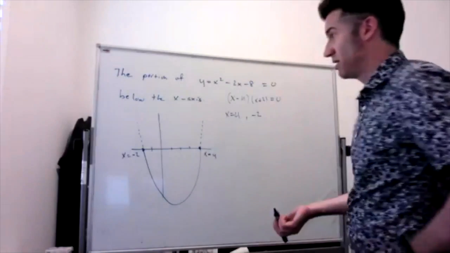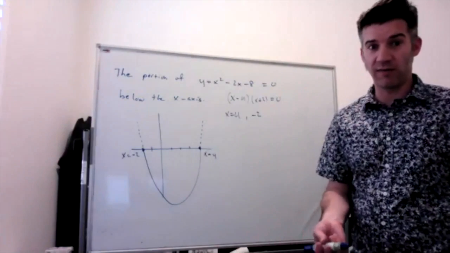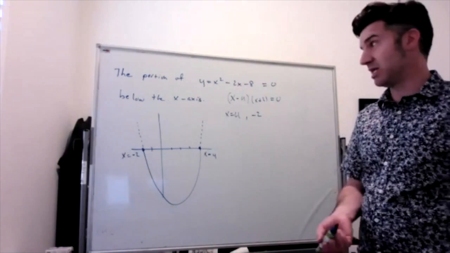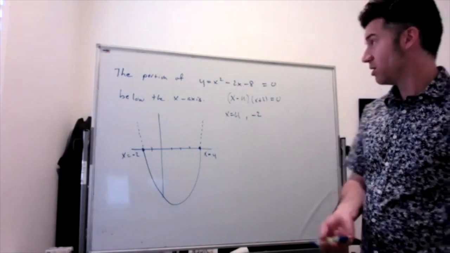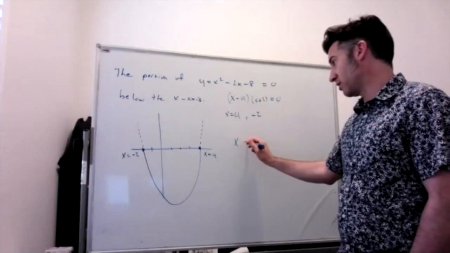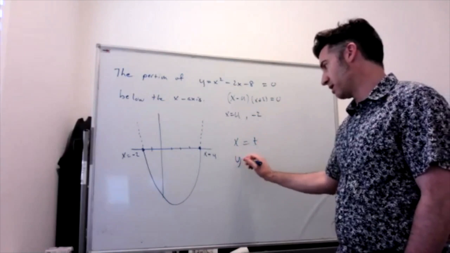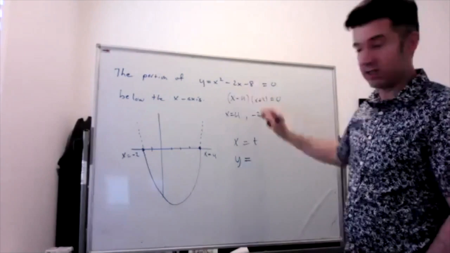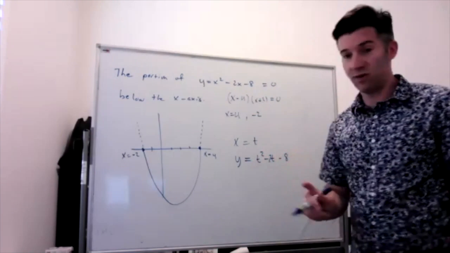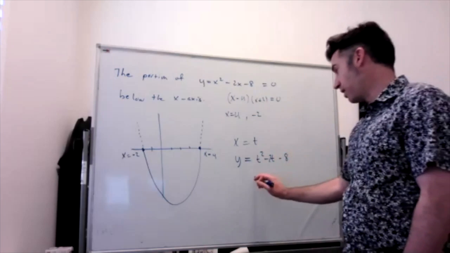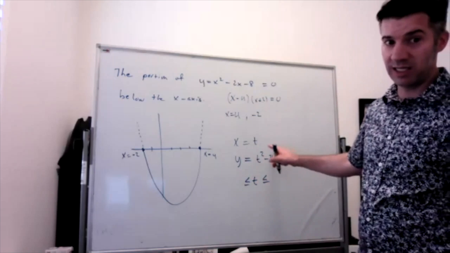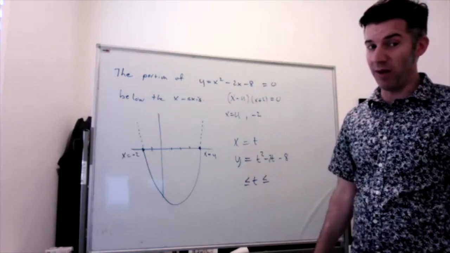So here's the thing. It's really easy to parameterize a curve if you already know y as a function of x or x as a function of y. You just let t be the independent variable. So in this case, y is a function of x, so we're going to let t equal x, or x equal to t, and then y is going to be t squared minus 2t minus 8. And let me ask you guys, you should be able to tell me this. What are the boundaries for t? Well, t is equal to x. So t should be between what and what?